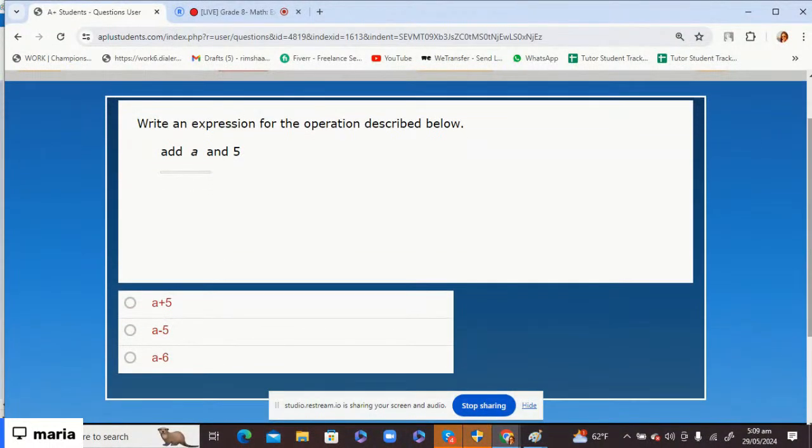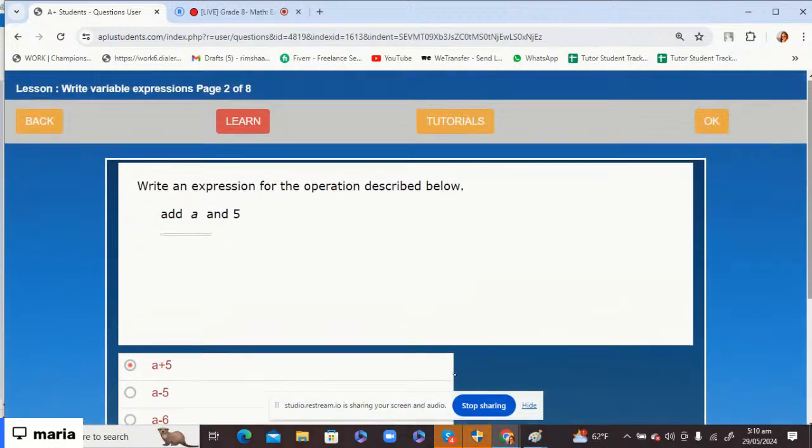Yes, it's right. Write an expression for the operation described below: Add A and 5. It means just simply the addition of A and 5. So the first option is A plus 5. The second option is A minus 5. Here subtraction is involved, but in the question there is no subtraction, there is no minus. Okay, only the addition. So addition is A plus 5.